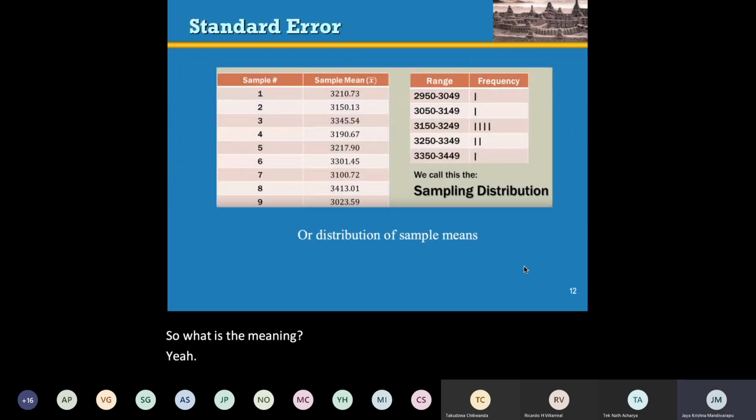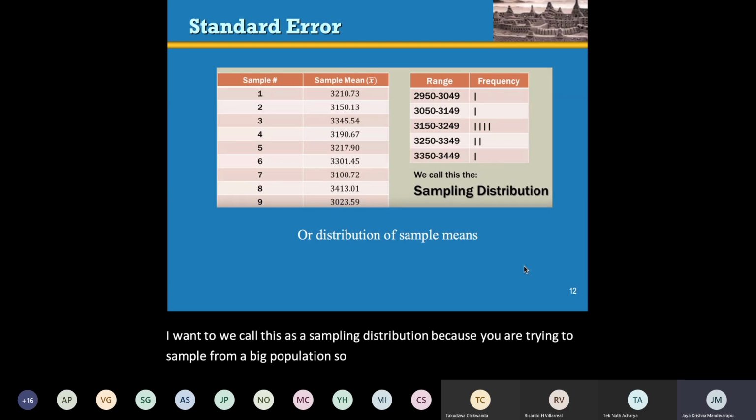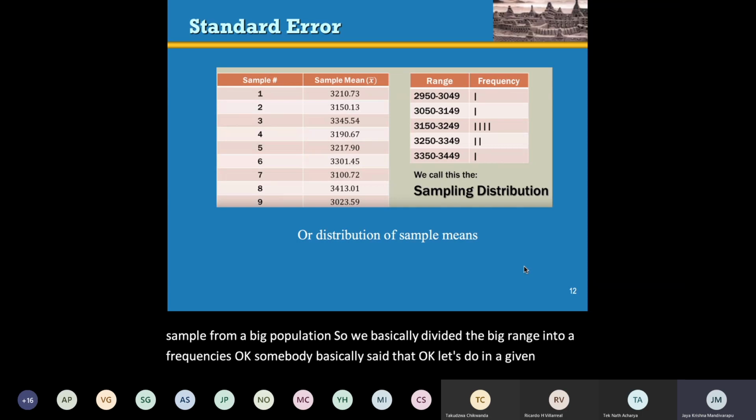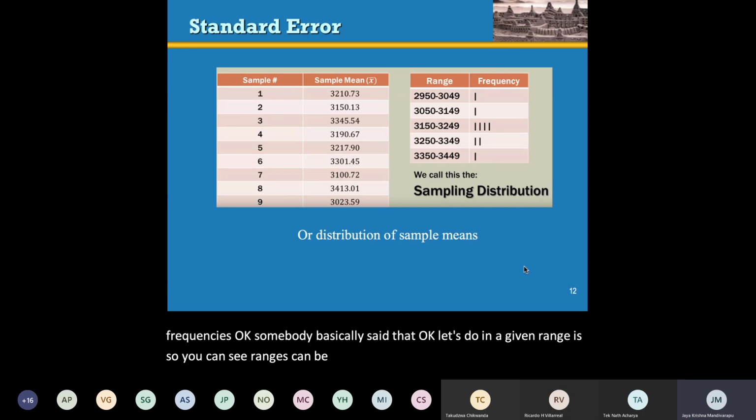We call this a sampling distribution, because you are trying to sample from a big population. So we basically divided the big range into frequencies. Somebody said, let's do it in given ranges. The ranges can be divided according to your own wish, but you should always divide from the top to the bottom.